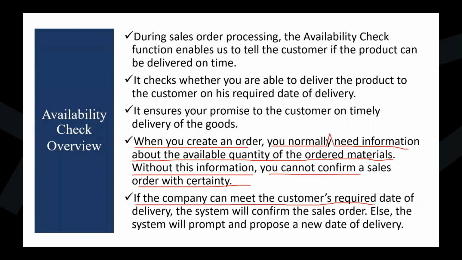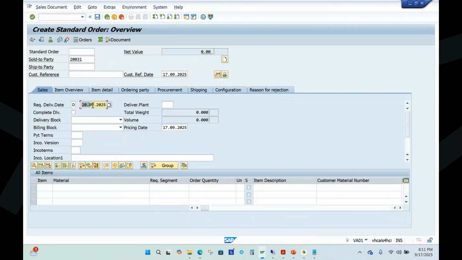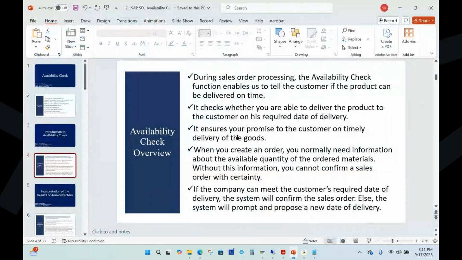If the company can meet the customer's required date of delivery, the system will confirm the sales order. Else the system will prompt and propose a new delivery date. That's what I just explained. So here, the customer wants delivery on this date, and the system will check whether you will be able to deliver on this date. If you are able to, that's fine. Otherwise, the system will propose a new delivery date, which you have to confirm to the customer. That we will see shortly. So that is all about availability check.